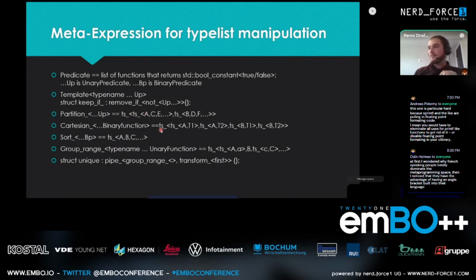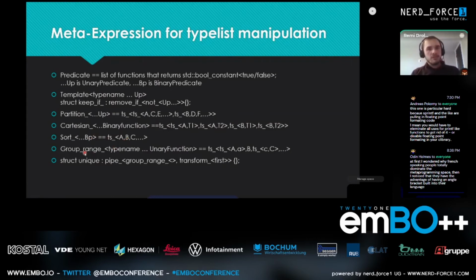Cartesian basically receives two lists and puts each of them together. Like if it receives A, B, and the second list is T1, T2, it will go A, T1, A, T2, B, T1, B, T2. Sort is sort. It takes a binary predicate and just sorts them.